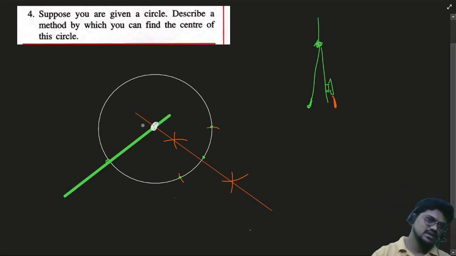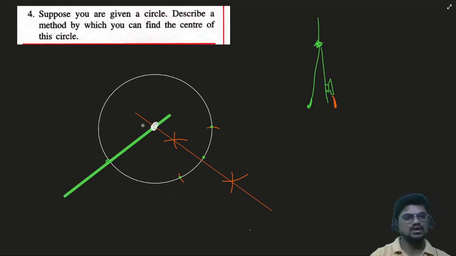Got it? This type of question you will have in class 10. There is only one question over here. Just for knowledge, you should have it: how to find the center of the circle. Got it? Okay.